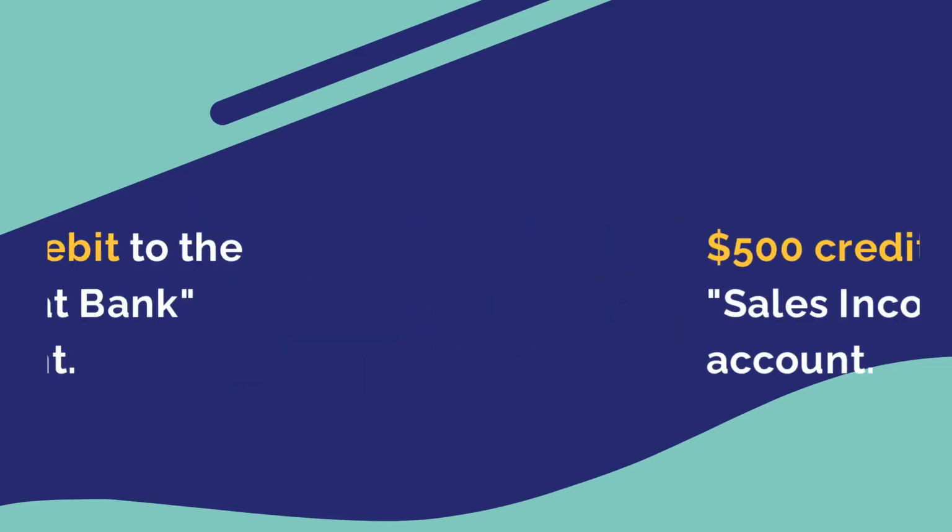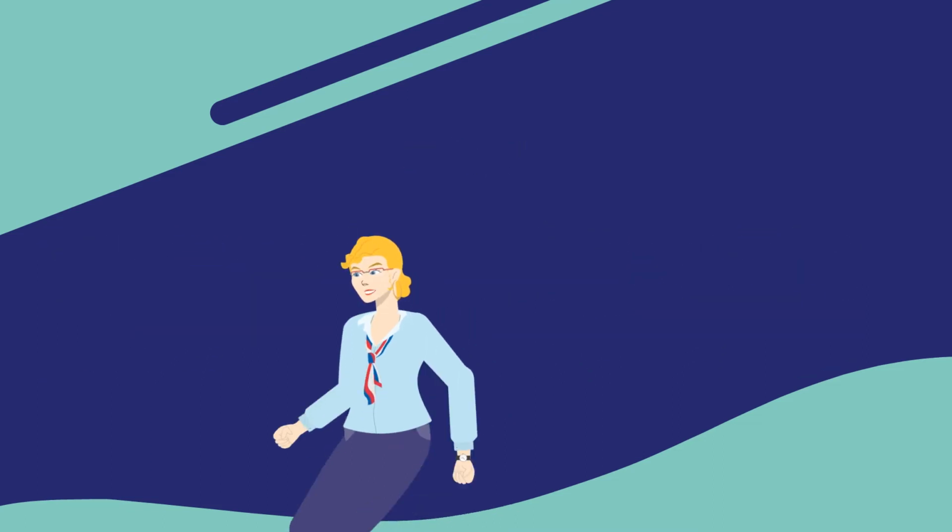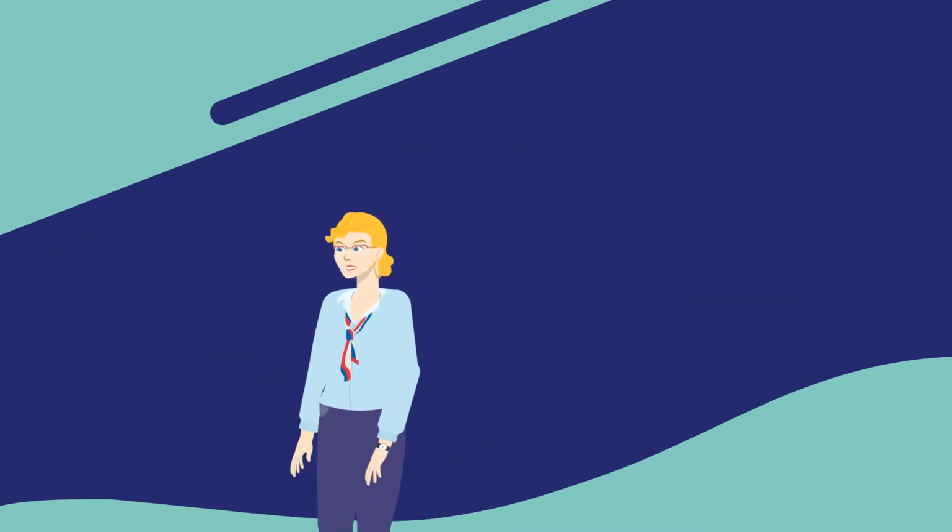Although you learned which general ledger accounts to post each side of the transaction to, you didn't learn why the posting to cash at bank should be a debit and not a credit, and why the posting to sales income should be a credit and not a debit. Well, now that you know about the nature of the 5 account types, you can easily figure this out.